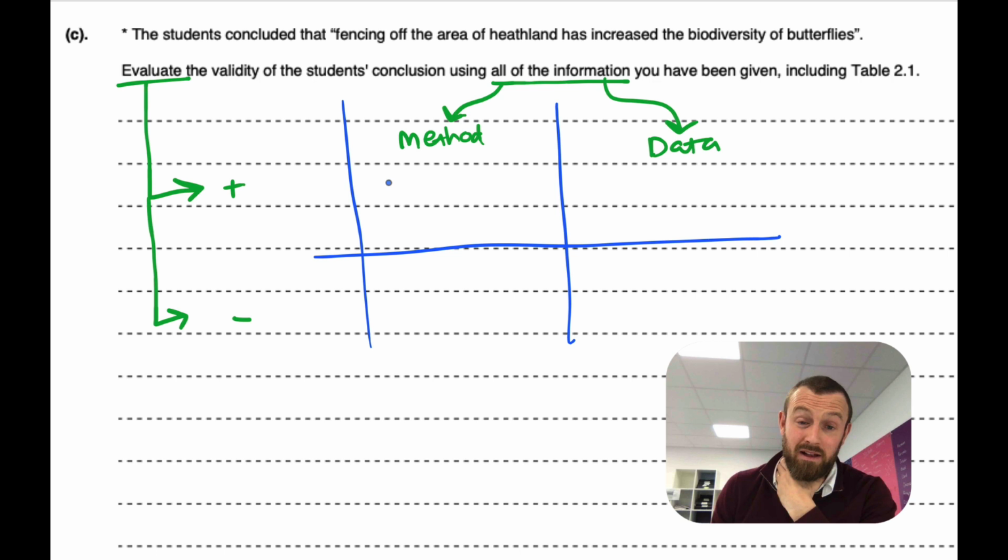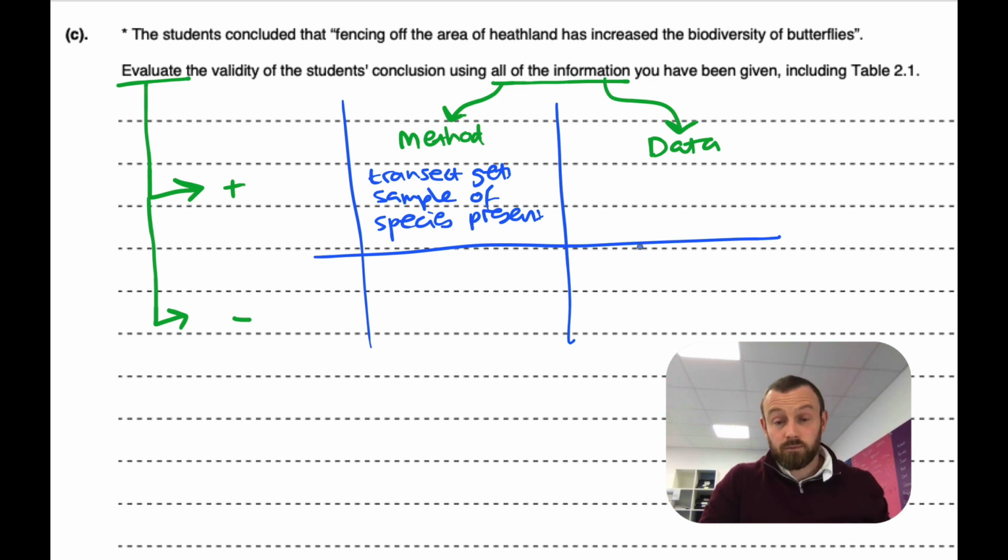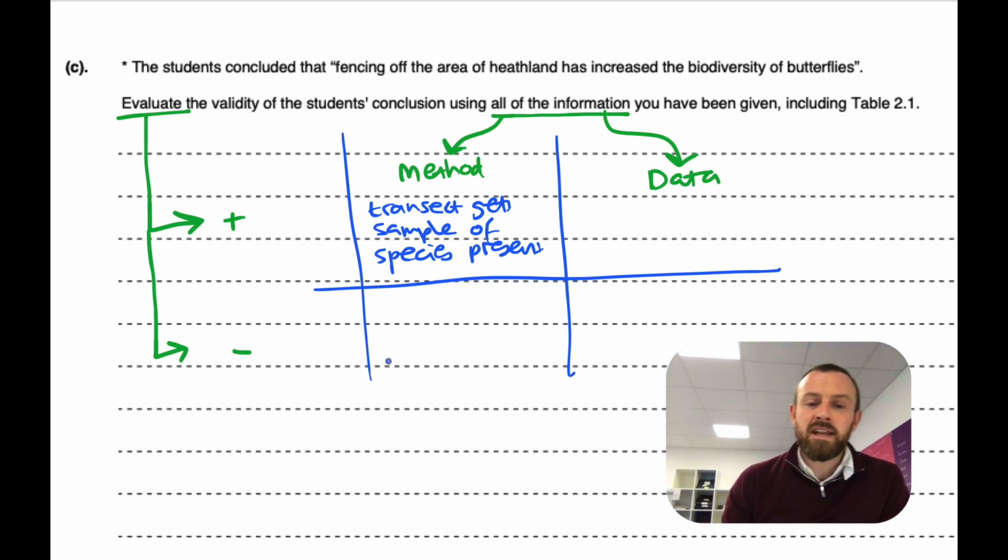Not a lot great about it, but we can say that maybe the transect gets a sample of the species present or something. And to be honest, there's probably not marks for this, but just to make sure that we get everything. What about the negatives of the method?